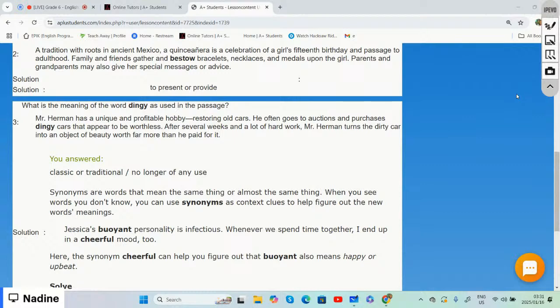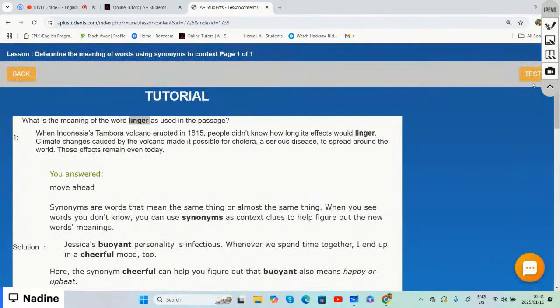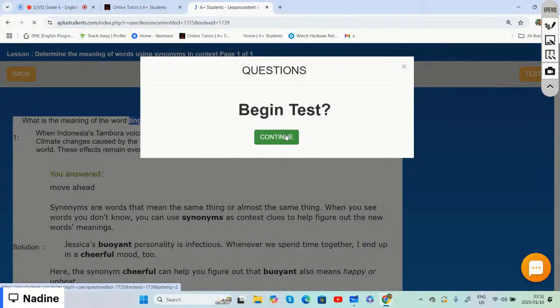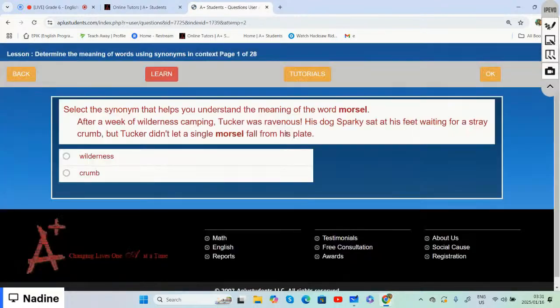All right. And yes, if we were to say the meaning of the word dingy, then the meaning of the word dingy is dirty or spoiled. Yes. Well done. And that is why I usually get it for a good price. Well done. Dirty or spoiled or old. All right, so now let's go to our test where we're going to determine the meaning of words using synonyms in context.